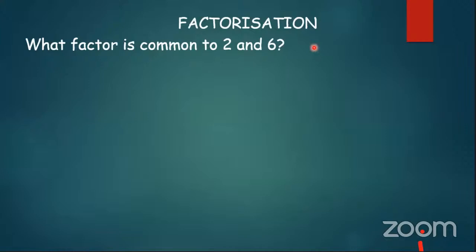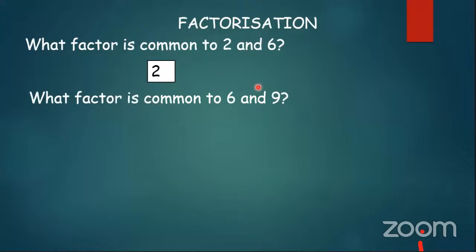And when we divide 2 by 2, that gives us 1. And 6 divided by 2 gives us 3. So that means 2 is a common factor of 2 and 6. Okay, so we go ahead. What is a common factor of 6 and 9? It is 3. Okay.